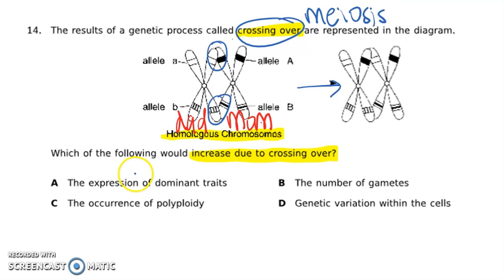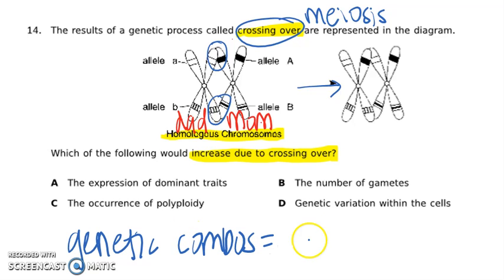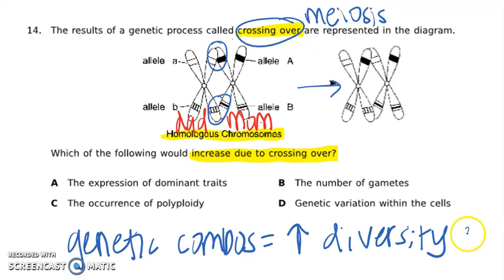So what we're wondering is which of the following would increase due to crossing over? So remember that when these chromosomes break off pieces and swap, we're getting new genetic or new DNA combinations. And what that does when we have genetic combinations is it increases the diversity or the variation. Okay, so we're going to possibly have new traits or new alleles or new combinations because of crossing over.